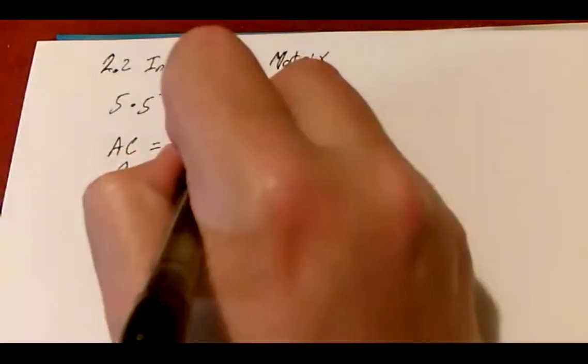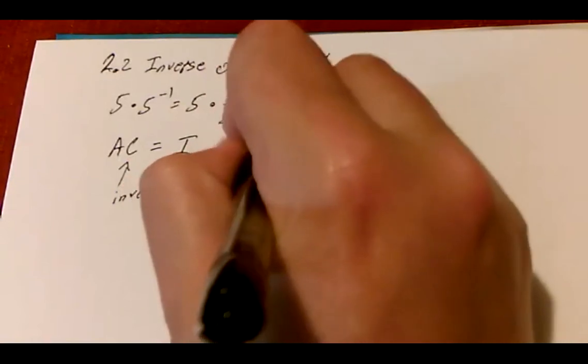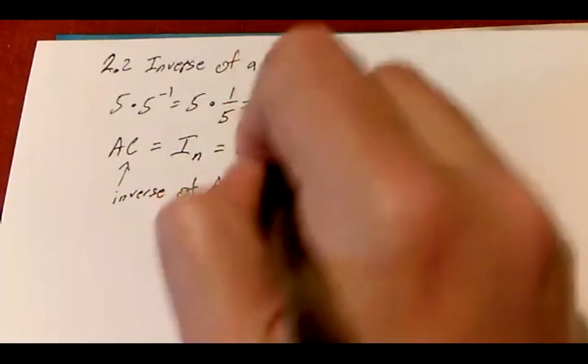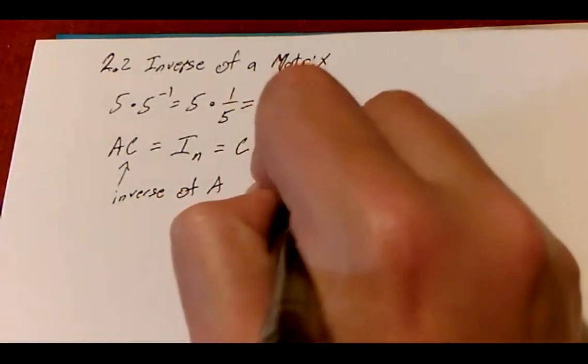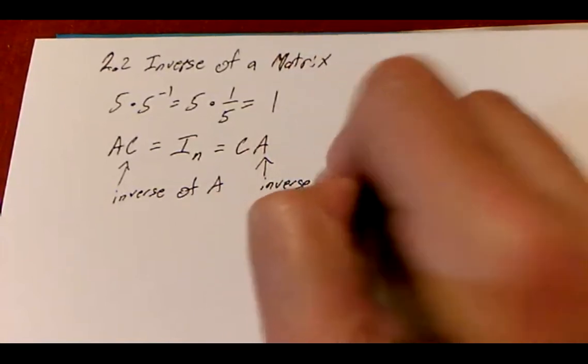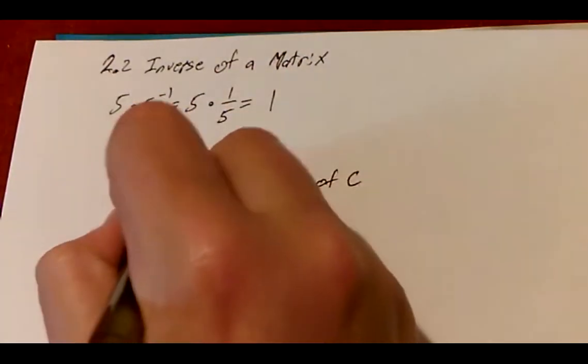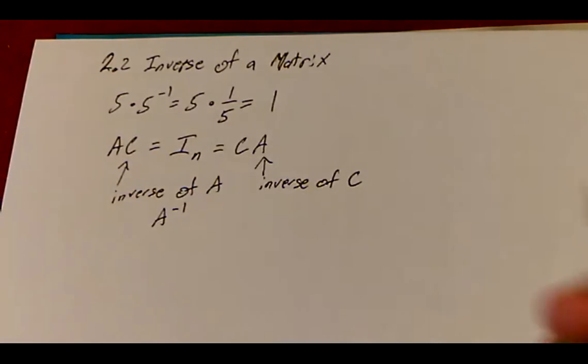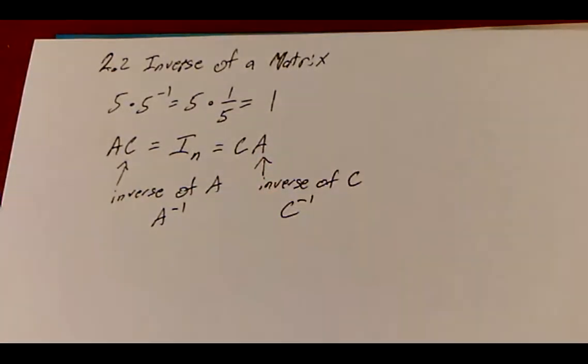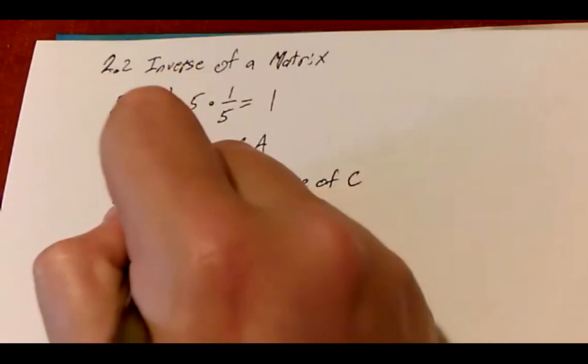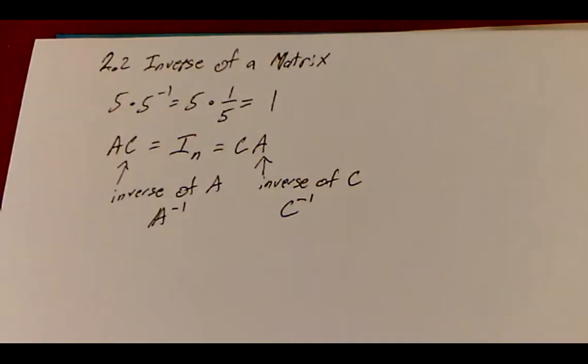Notice if I flip it around, I would get a similar result with C times A. That would mean that A is the inverse of the matrix C. We use that same negative first power notation to represent the inverse of a matrix as we do for the inverse of a number.